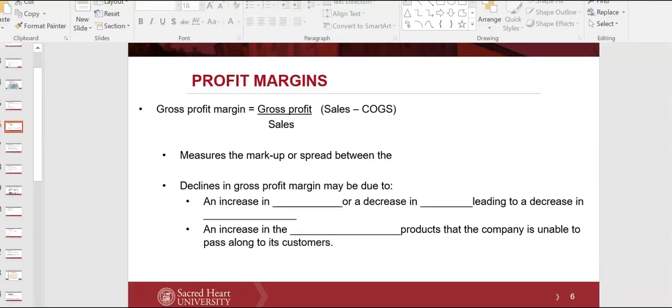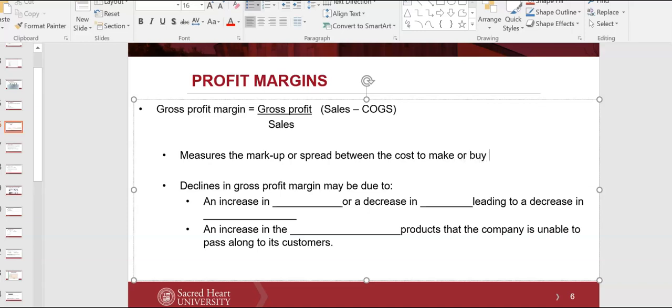Now let's talk a little bit about the gross profit margin. Gross profit margin measures the markup or the spread between the cost to make or buy the products, right? Because some companies are actually producing the goods that they're selling, and some are merchandisers who are just buying completed goods, marking them up, and then reselling them. So the cost to make or buy the products and its selling price.